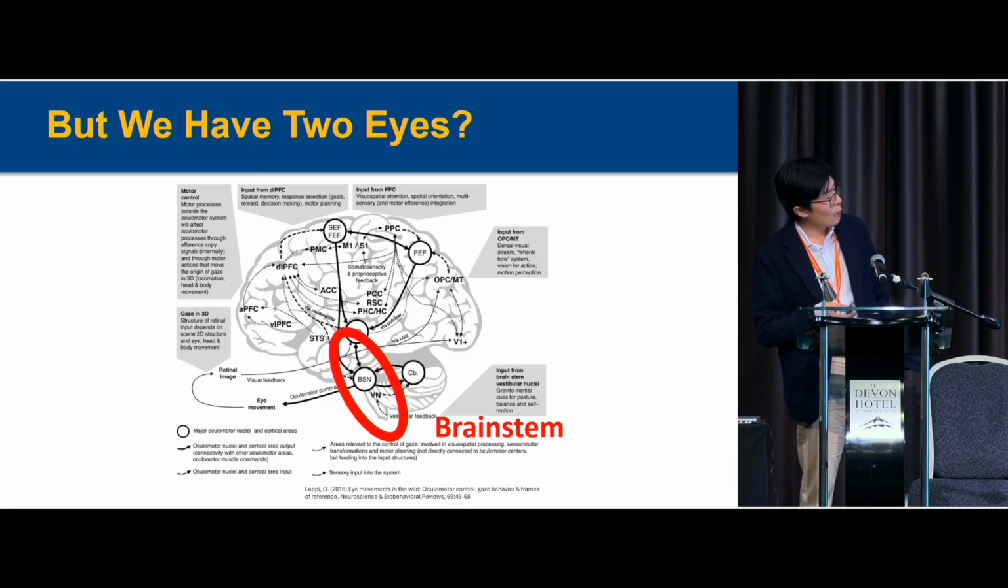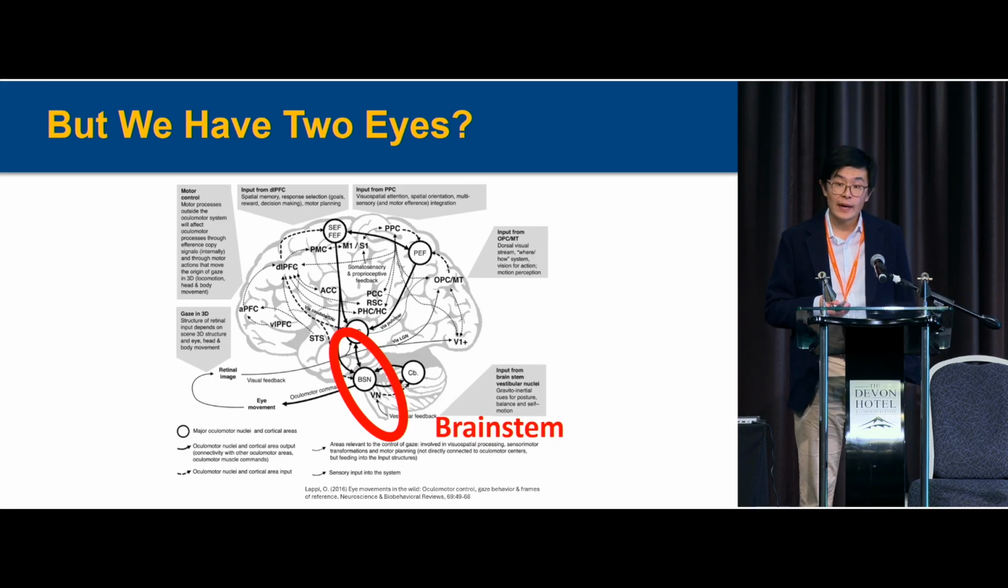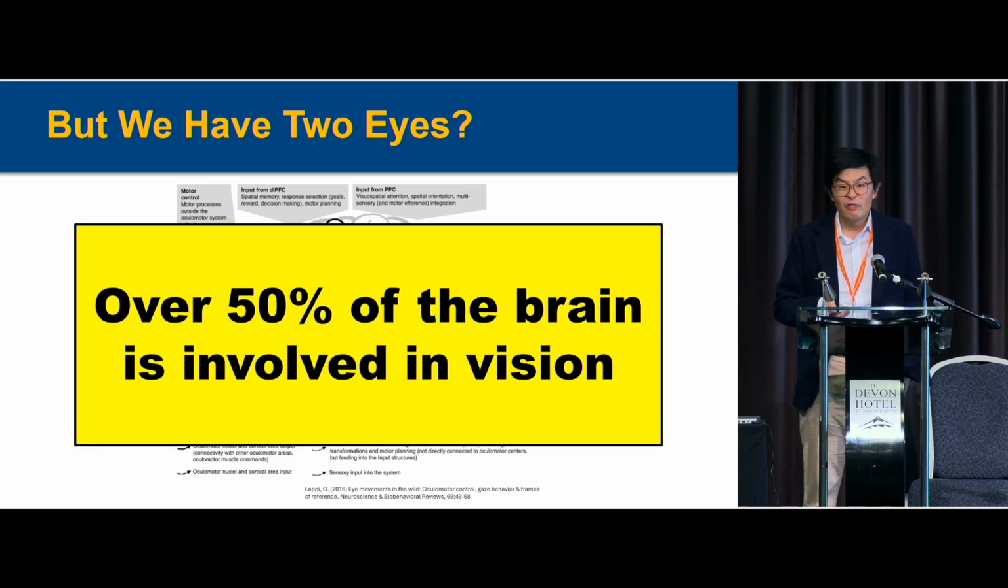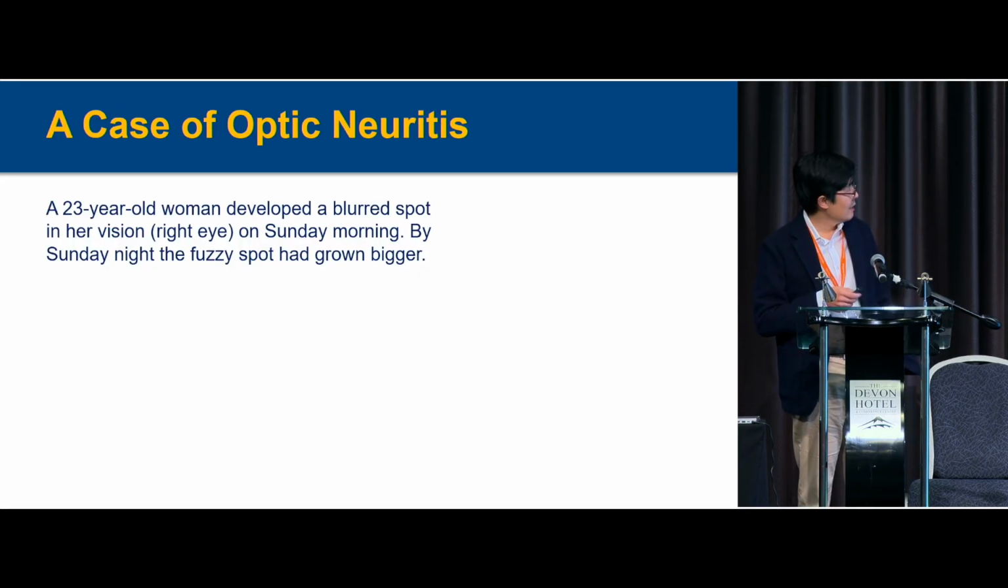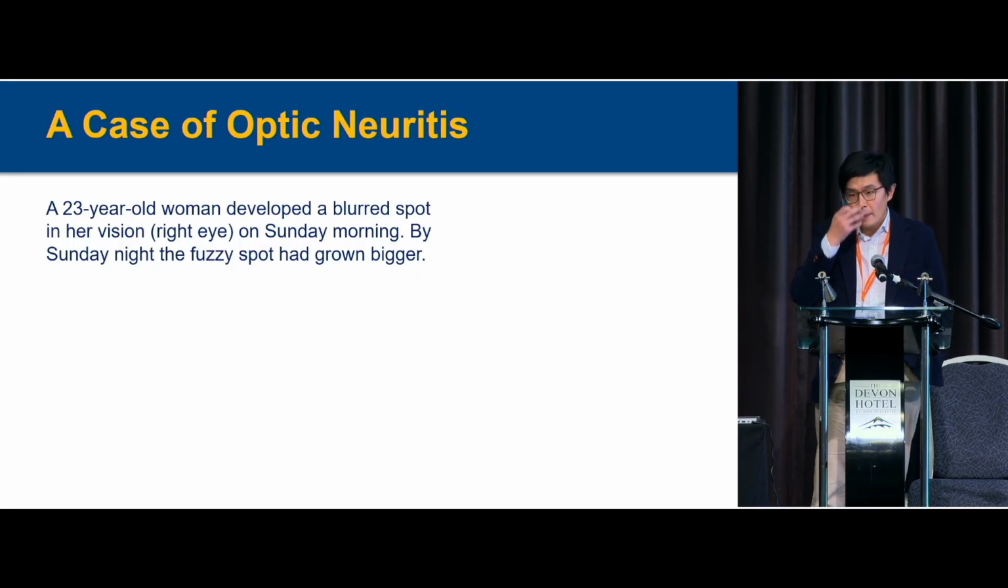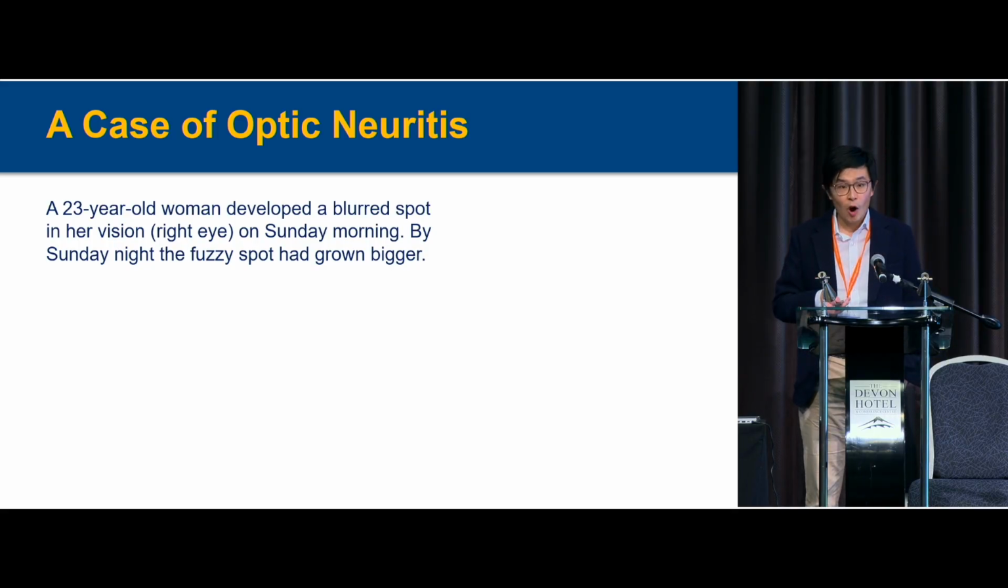And so the really important part of the brain that helps us coordinate our eye movements is here in the brainstem. But we can say that over 50% of the brain is involved in vision. So let's come back and talk about optic neuritis, since it's the most common presentation of visual symptoms in MS.